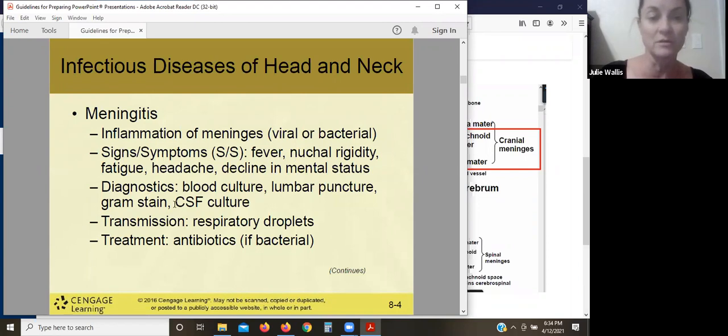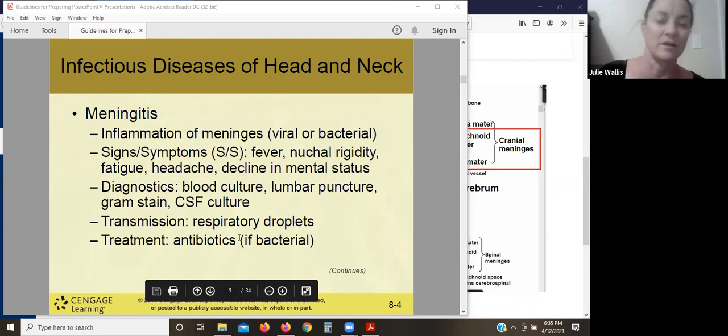You can also culture the cerebrospinal fluid. I think there was a question about that. I thought I had this highlighted. I can't remember if it's on the new version or not, but you can also do just a cerebrospinal fluid culture in order to determine the causative agent, or a lumbar puncture. A gram stain will identify if there's a bacterial infection, whether it's gram positive or gram negative. Transmission is via respiratory droplets. And then treatment is also via antibiotics.